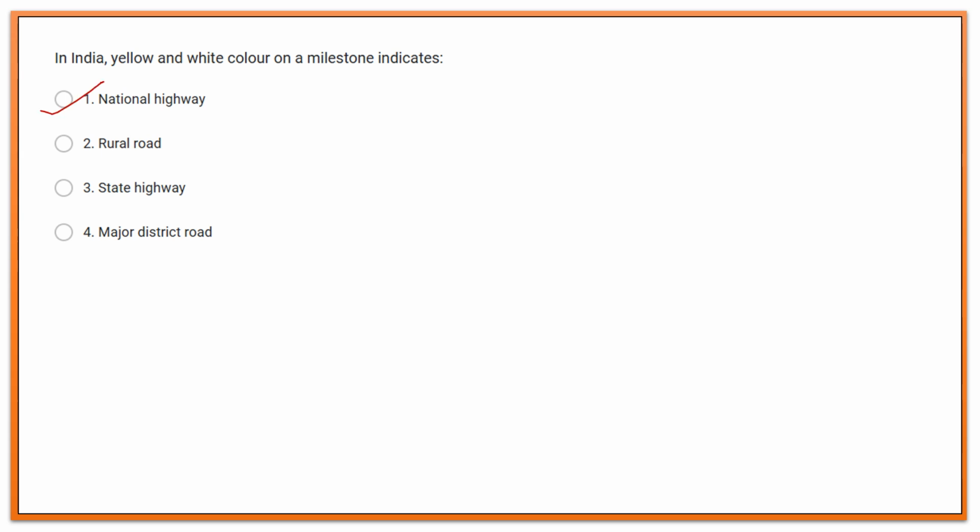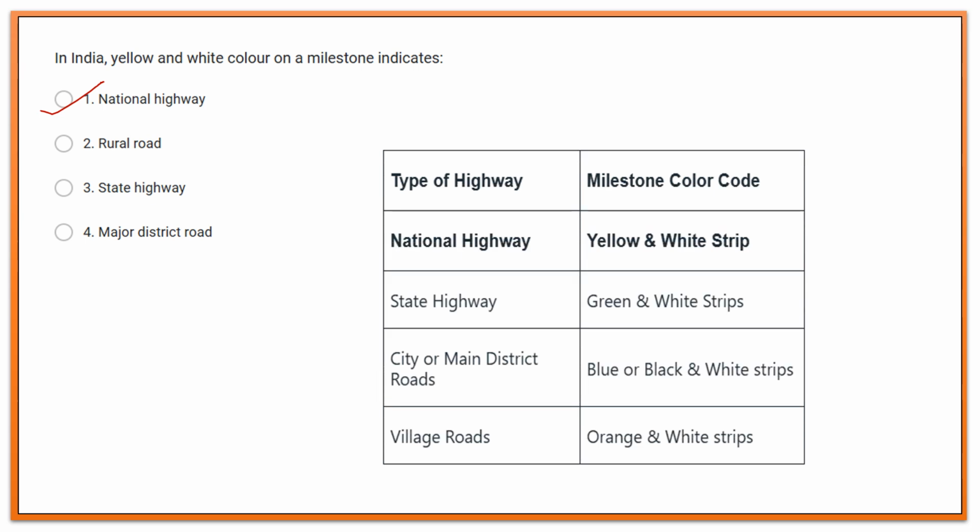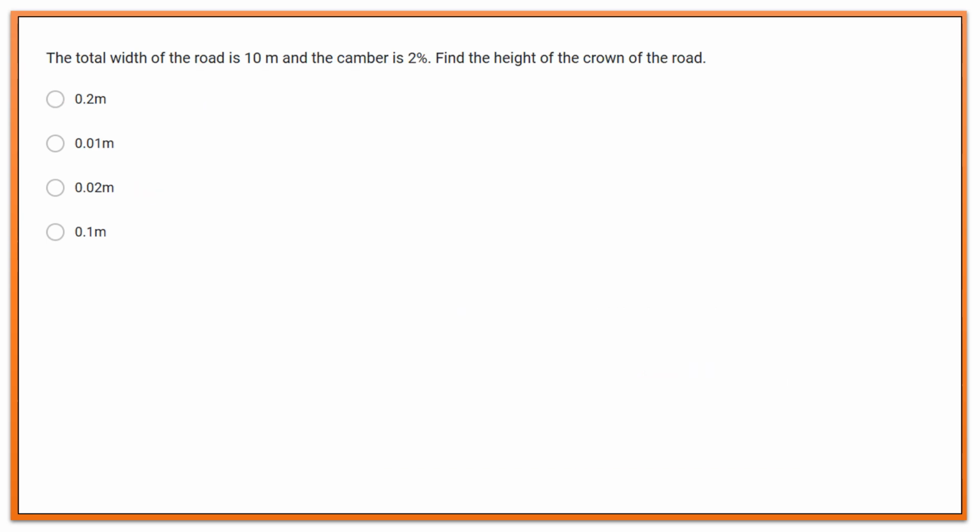For the remaining highways, for state highway the color is green and white. For village road, the color is orange and white. For city or the main district road, the color is blue, black and white strips. So for national highway, the color is yellow and white. Then the next question, question number 2.